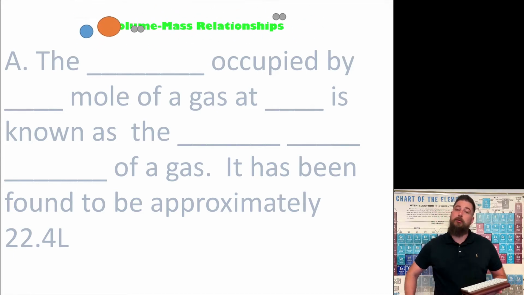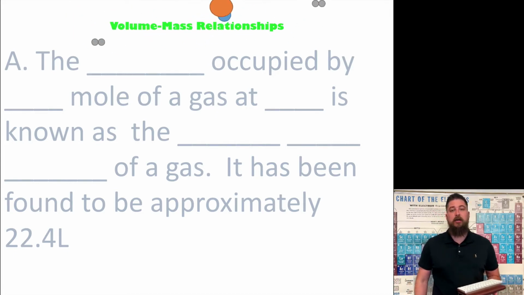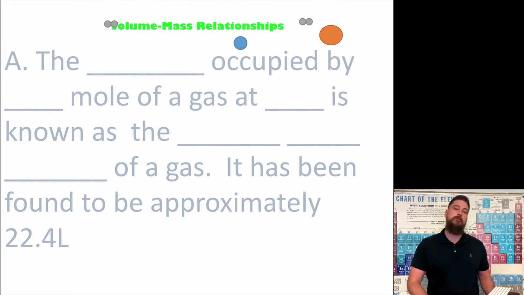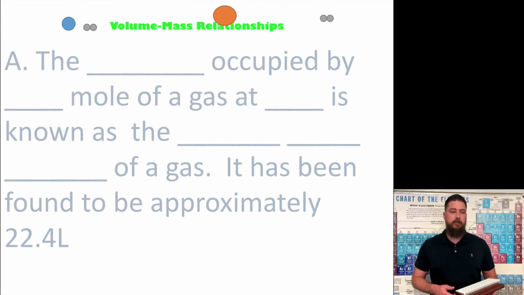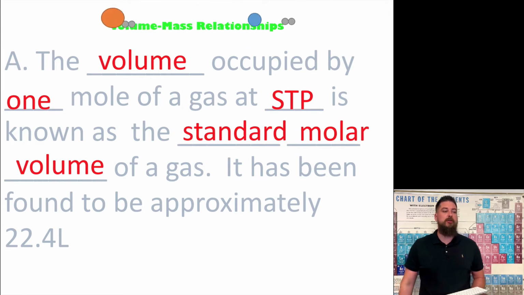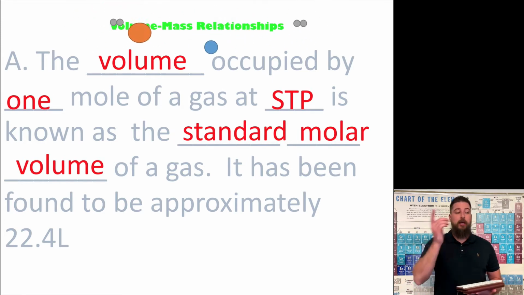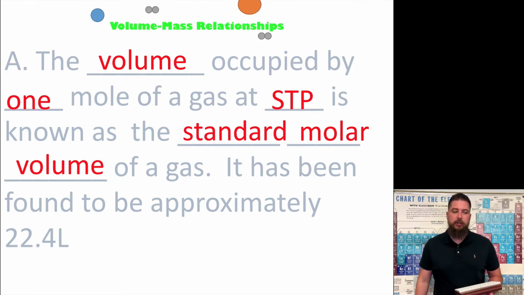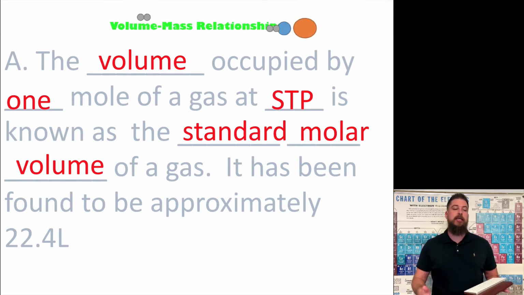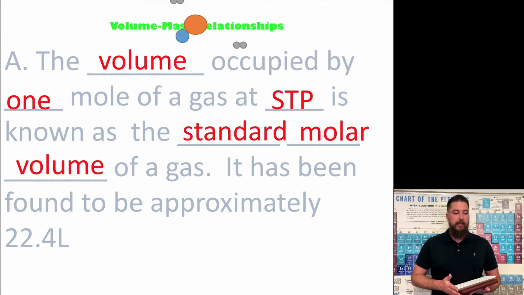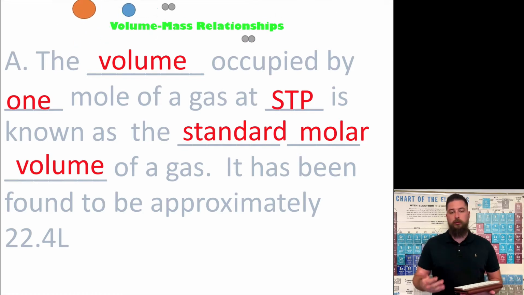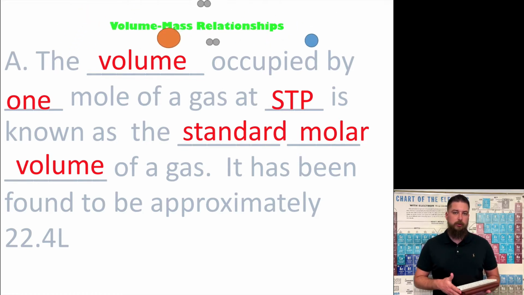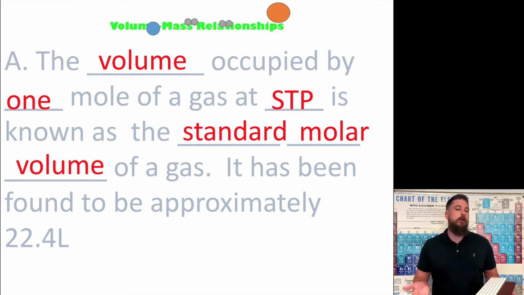All right, so now what we're going to do is talk about the relationship between moles and volume at standard temperature and pressure. The volume occupied by 1 mole of gas at standard temperature and pressure is known as the standard molar volume, and it is equal to 22.4. Now it's approximately 22.4, but it's pretty much 22.4.